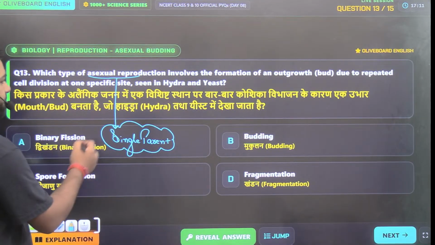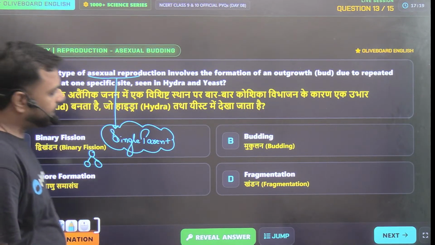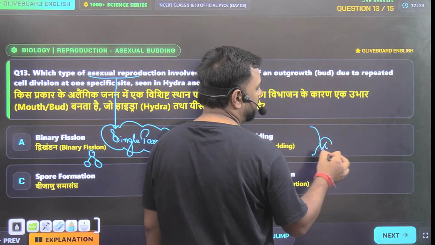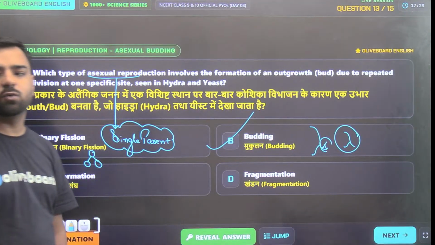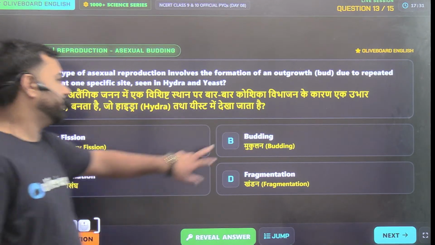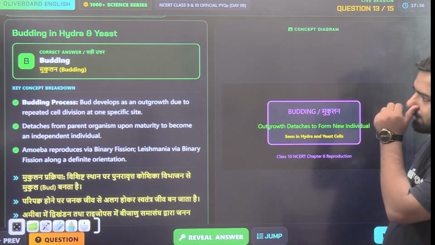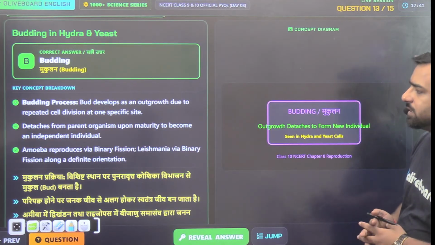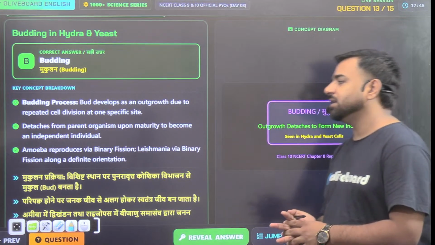So here, will it be binary fission? No. In the case of binary fission, you can take the example of amoeba. Yeah, in the case of budding, what happens? Let's say it's Hydra. So the small babies are developed. When it fully develops, it is separated. So that's the example of budding. So here we can go with option number B. So all the candidates who are going with option number B, you all are correct, right? Perfect. So budding, where a bud develops as an outgrowth due to repetitive cell division at one specific site, it detaches from the parent organism upon maturity to become an independent individual.